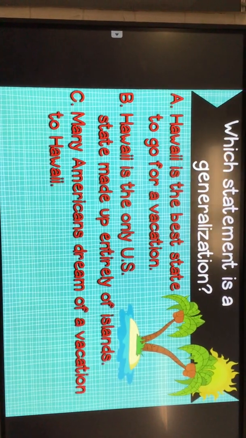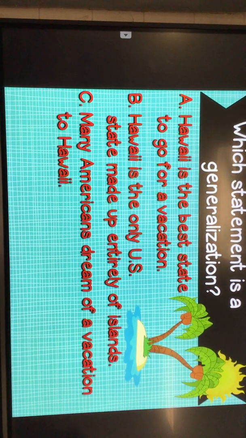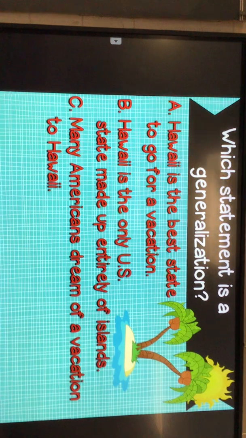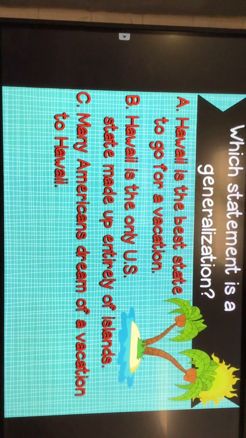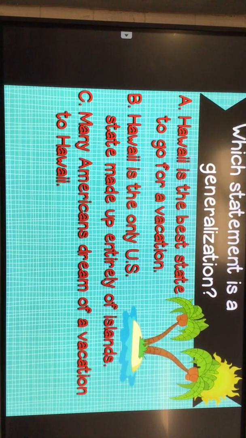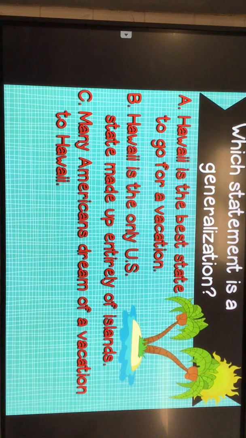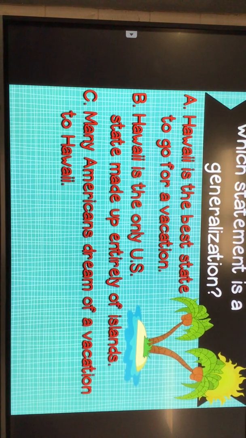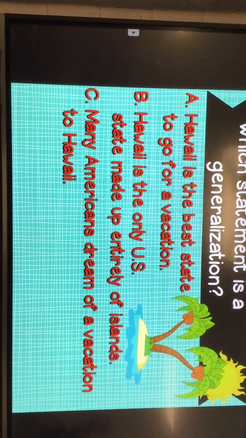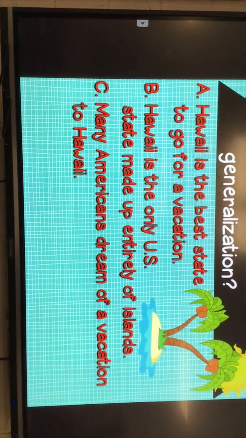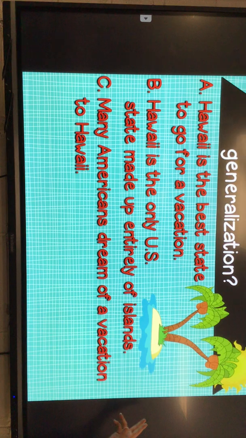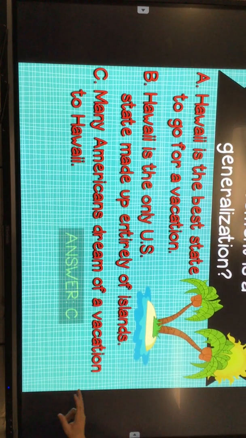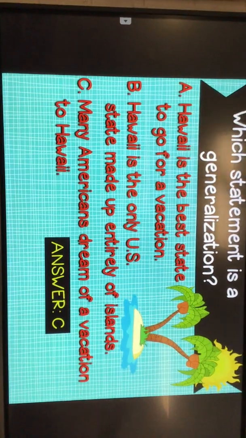Which statement is a generalization? Is it A, Hawaii is the best state to go for vacation? B, Hawaii is the only U.S. state made up entirely of islands? Or C, many Americans dream of a vacation to Hawaii? Which is the generalization? Good. Okay, I can't tell, you're just being silly. Okay, C is our generalization.